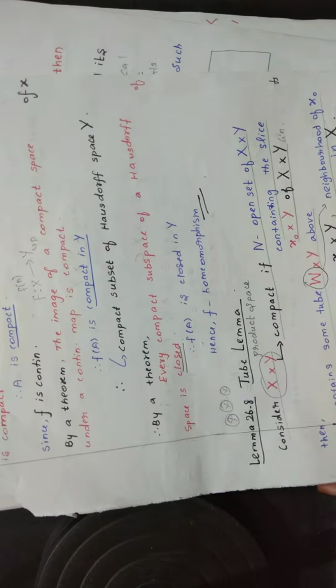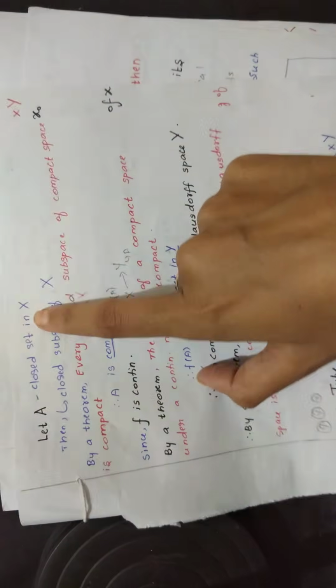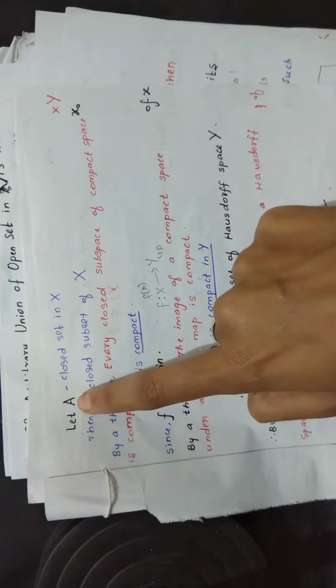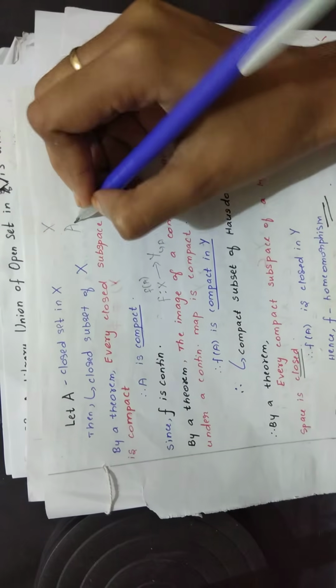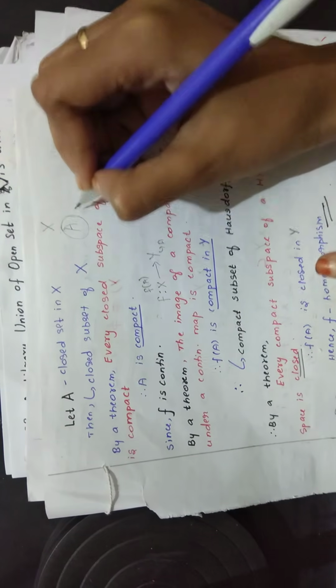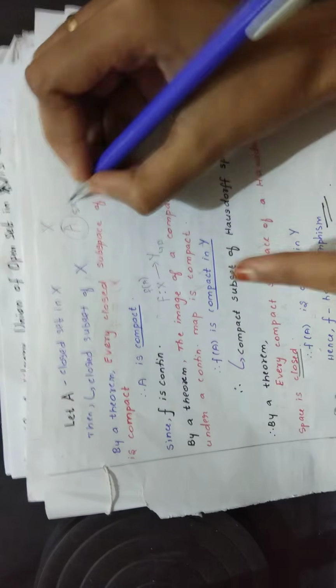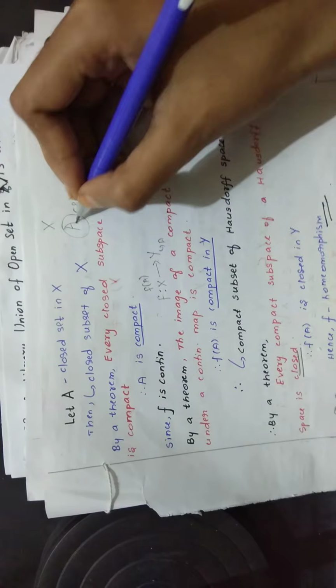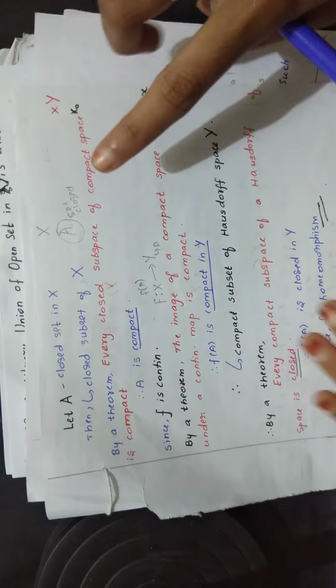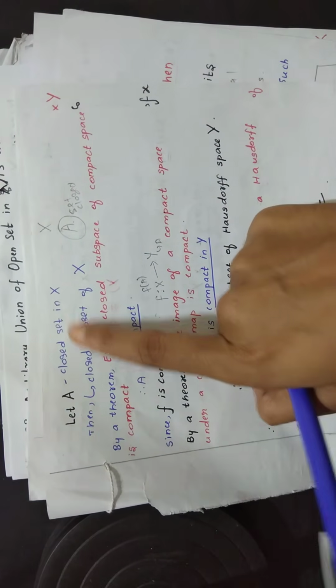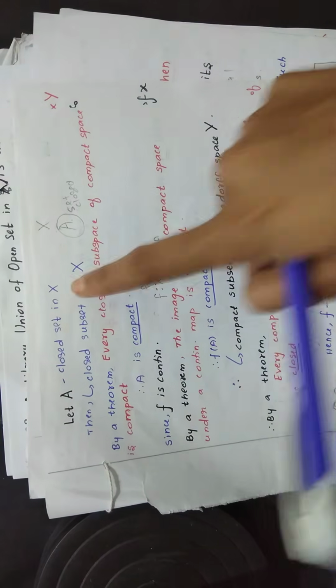Now here you are taking a closed set from X. Let A be a closed set in X. If A is a closed set in X, it means A is a closed subset of X. From X you are taking this A. So that is what you are writing: let A be a closed set in X, which means A is a closed subset of X.